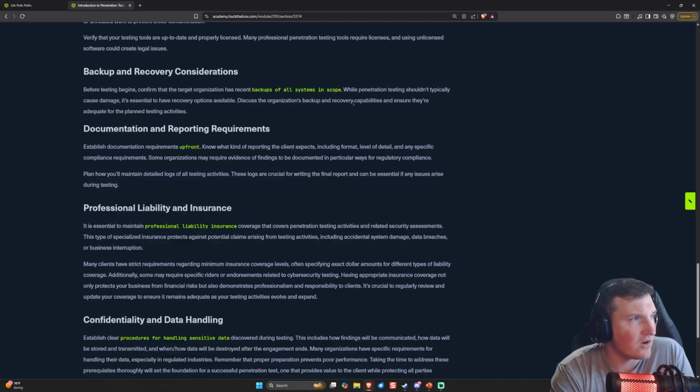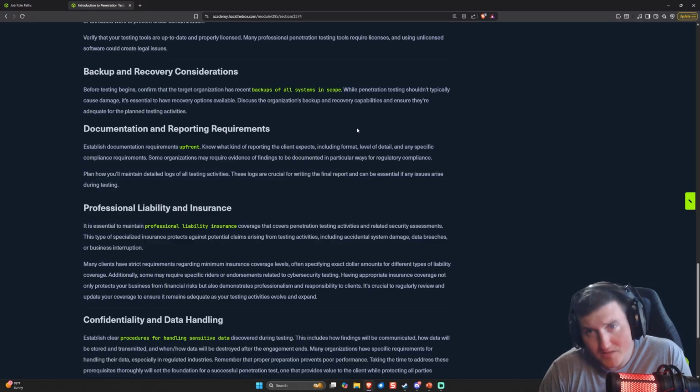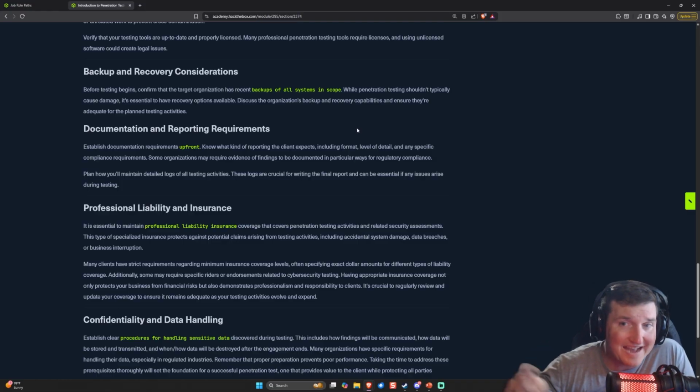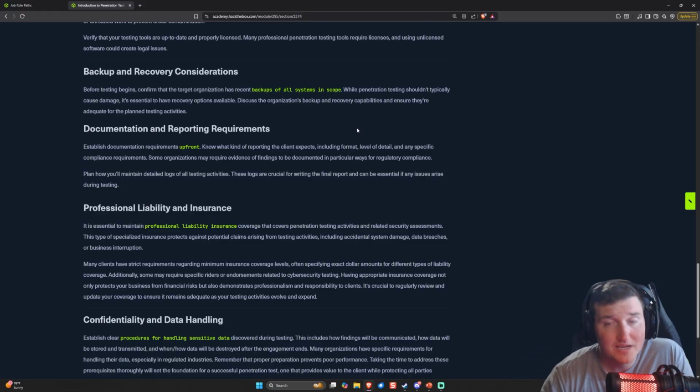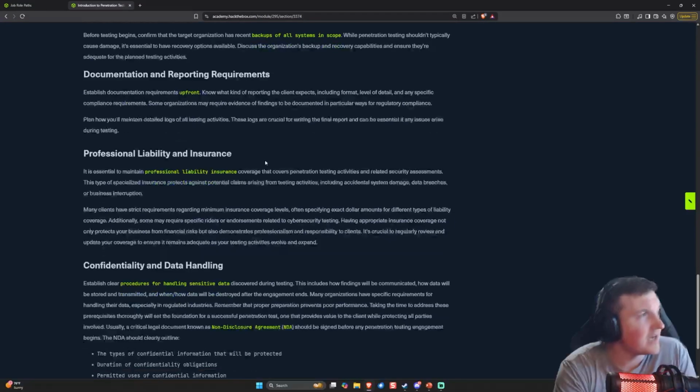Make sure backups of all of the systems are in scope. What that means is make sure there's backups of every machine you touch, and don't just ask, make them show you. The reason I say that is I've seen pen tests where they say, yeah, we have backups, and then something breaks and they don't have backups, and now it's a big problem, right?